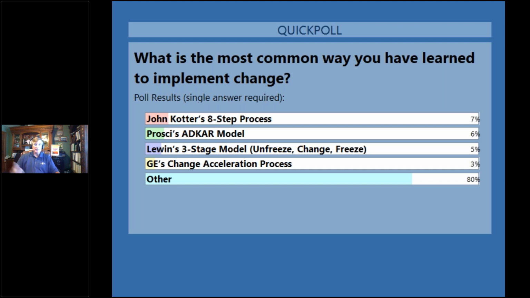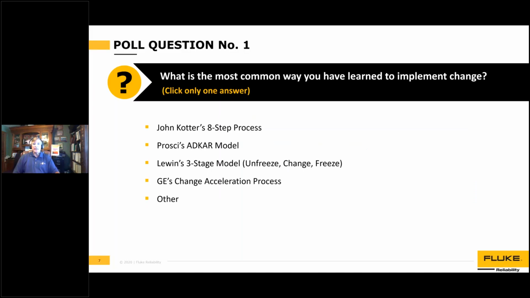So if there's 80% or more that are in the other category, that's fine. All I would say to you is that you should have a model that you use. The difficulty is, no matter what model you use, if you don't have accountability and you don't have leadership capability within the organization, then whichever change management model you use, you're going to have difficulty implementing and sustaining the change. And vice versa, if you do have a good methodology for assigning accountability and you do have good leadership capability within your organization, then any model that you choose will allow you to implement and sustain those changes.